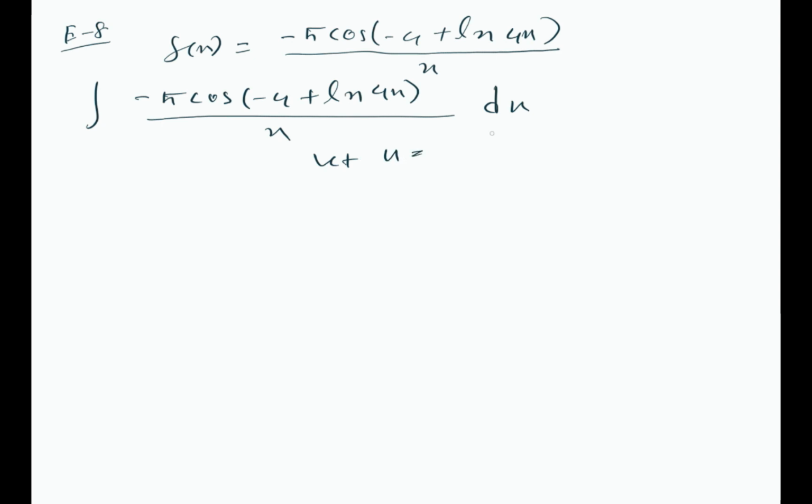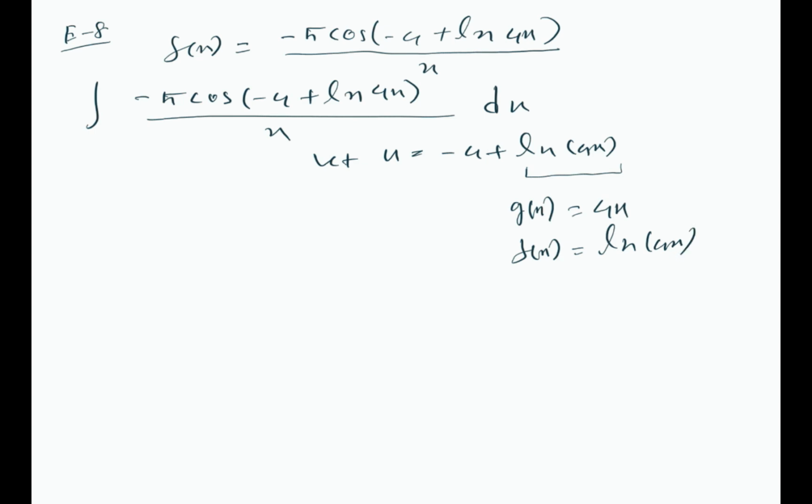u is equal to the base of this function, which is minus 4 plus ln of 4x, right? So here you need to understand one thing. For this we have an inner function g of x equal to 4x, because it is not only x, it is 4x. So we have inner function 4x, and outer function f of x equal to ln of 4x. So we need to differentiate this u.